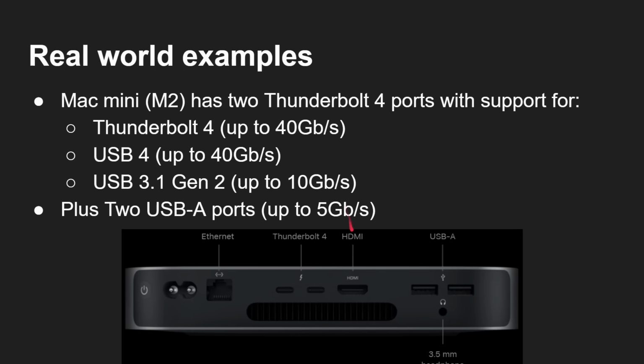And there, if you look at the back there, what do you get? Well, obviously power and Ethernet. There are your two ports. There's HDMI, and those are the two USB-A ports. So out of these two ports, you can connect a display as well as other USB and Thunderbolt devices.